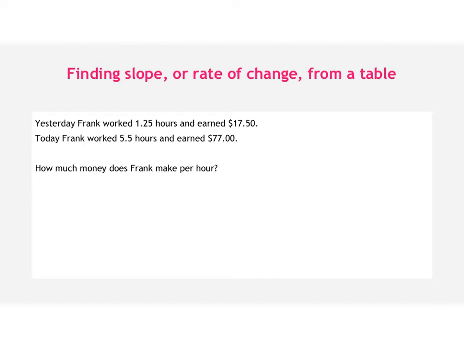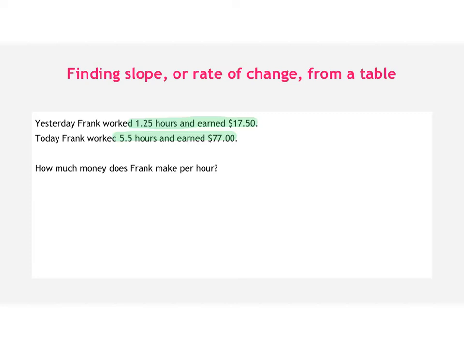All right, so here we've got Frank, and we know that Frank worked 1.25 hours yesterday, and he earned $17.50. And we see that today Frank worked 5.5 hours and earned $77. So we want to know, how much money does Frank make per hour?